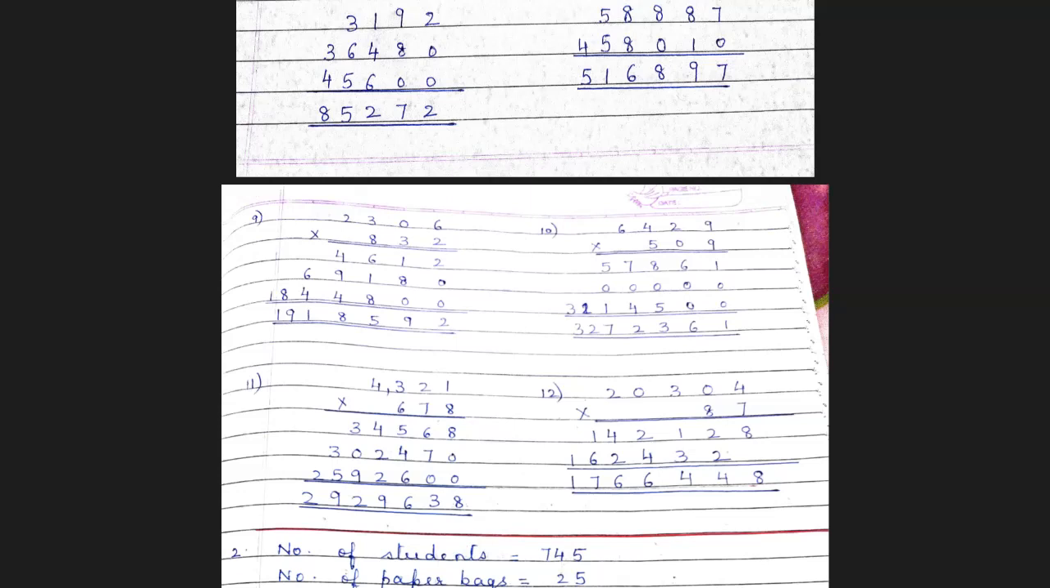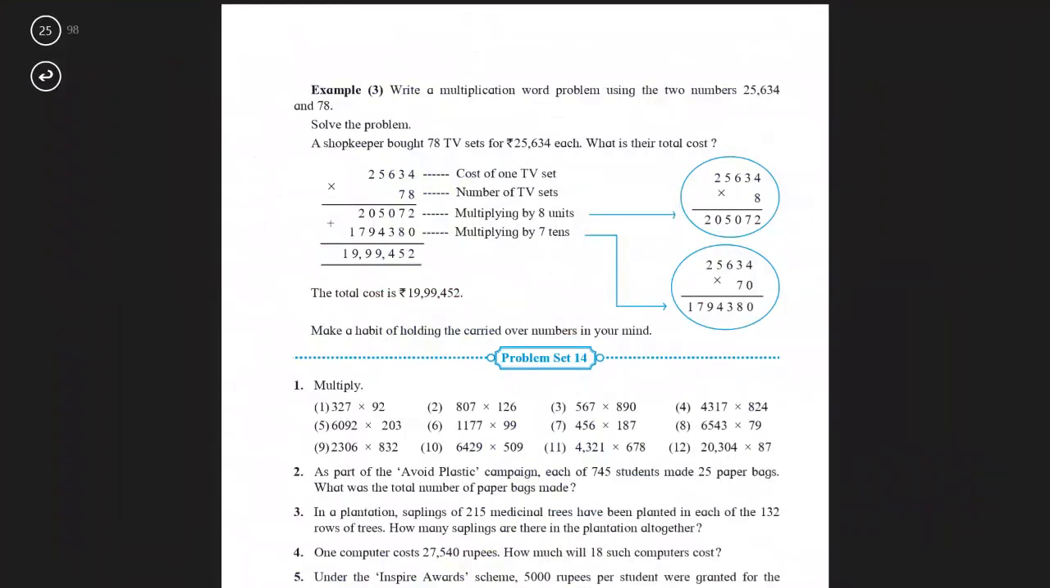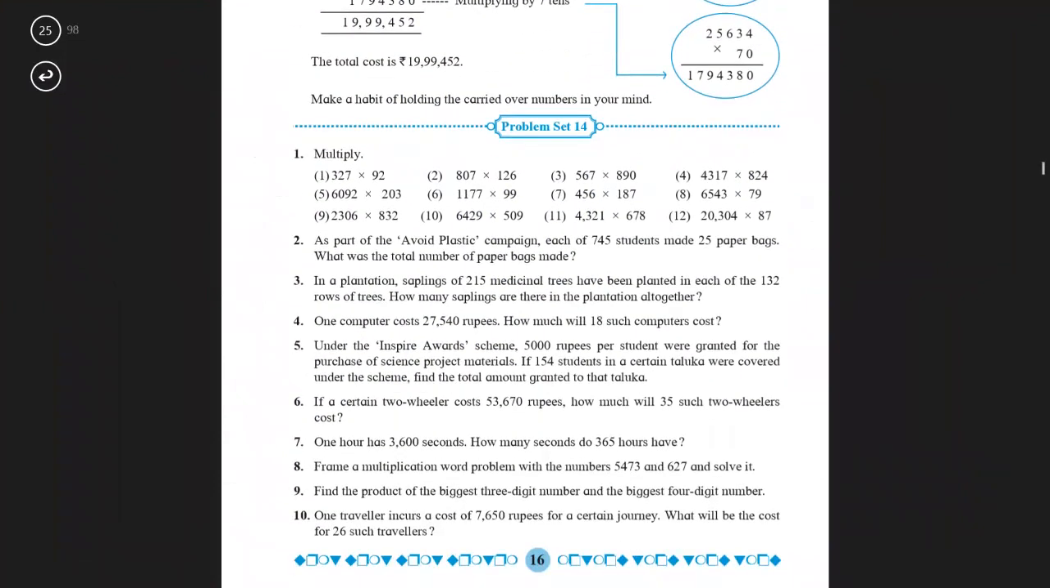Okay. We go to the second question. Question number 2. As part of the Avoid Plastic campaign, each of 745 students made 25 paper bags. What was the total number of paper bags made?